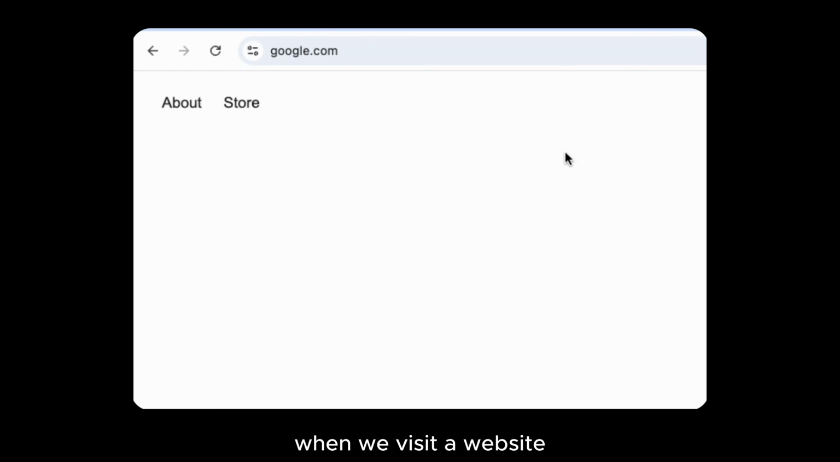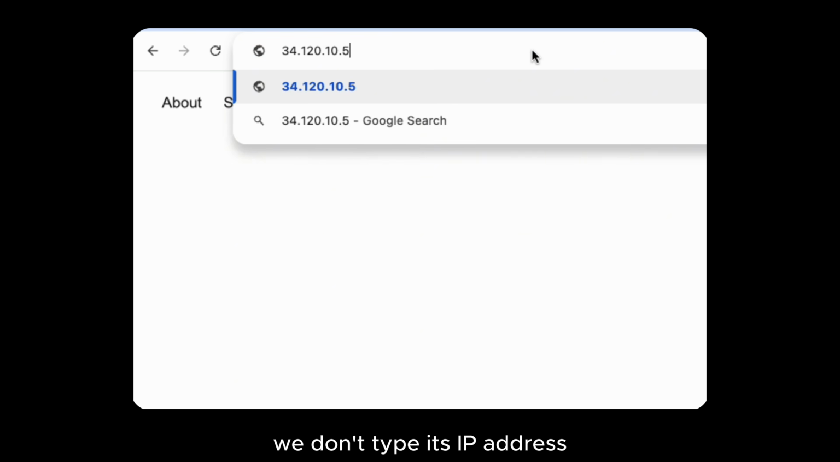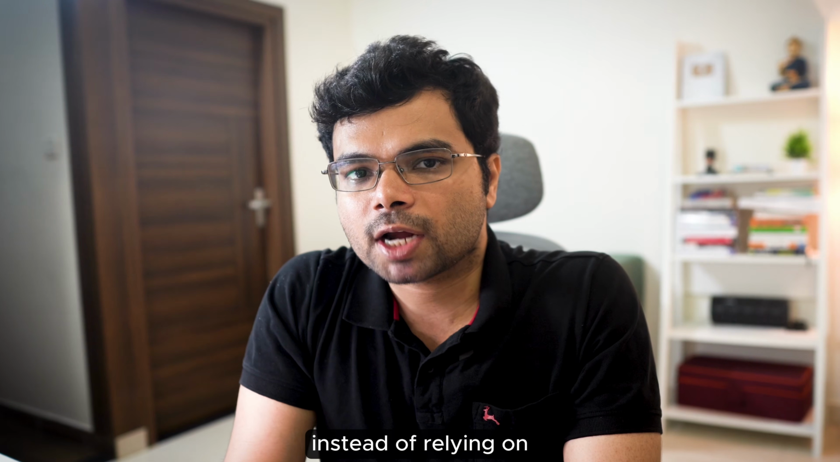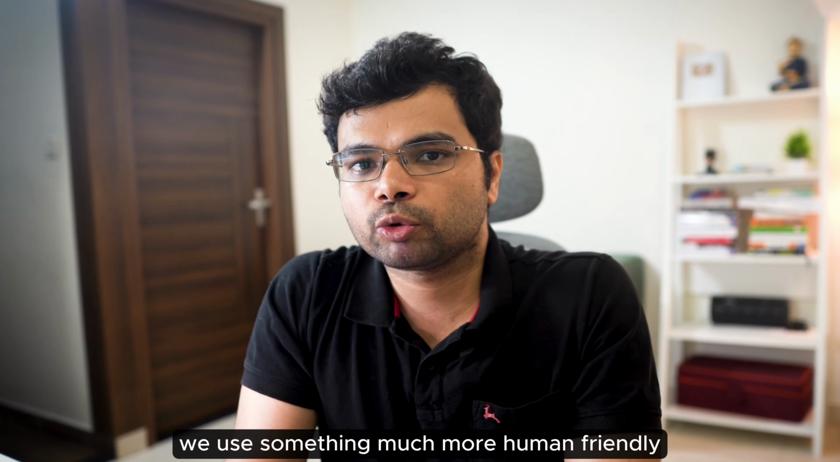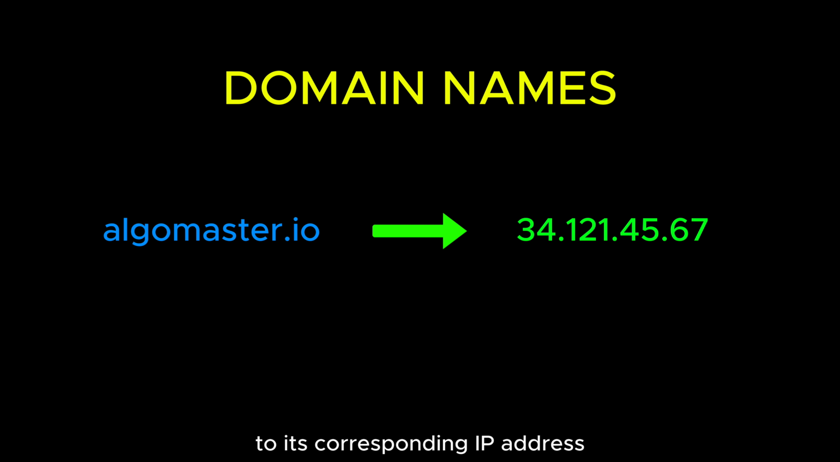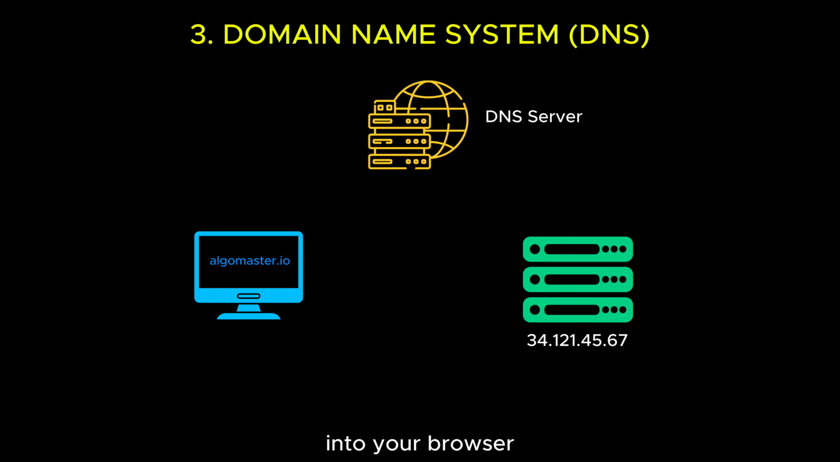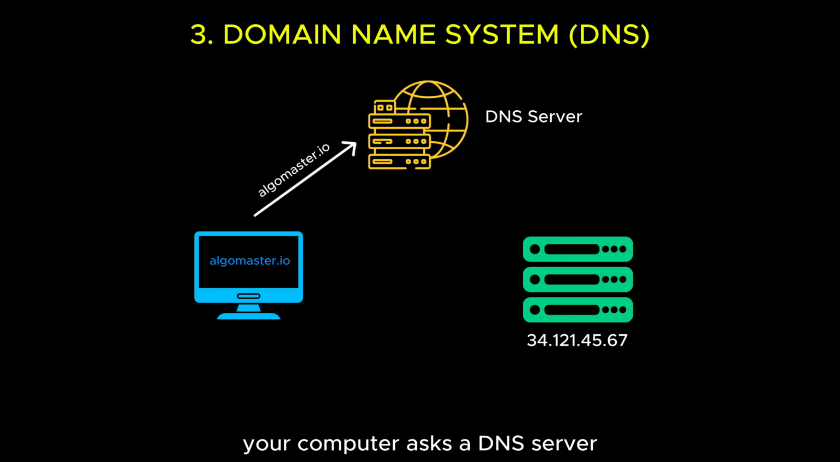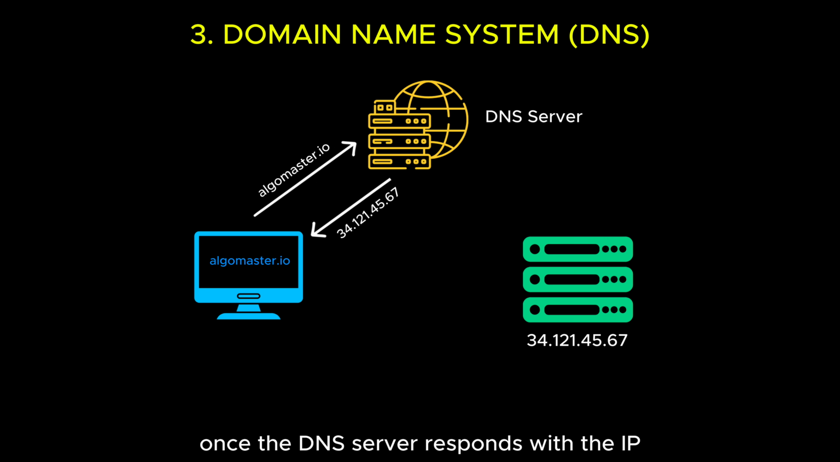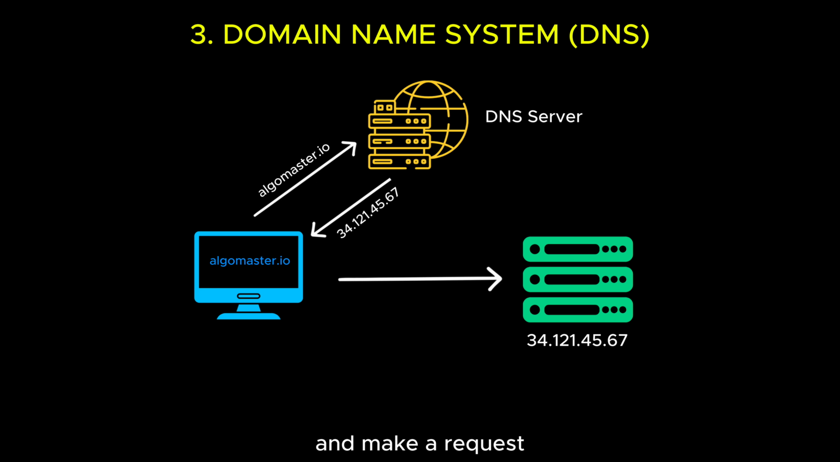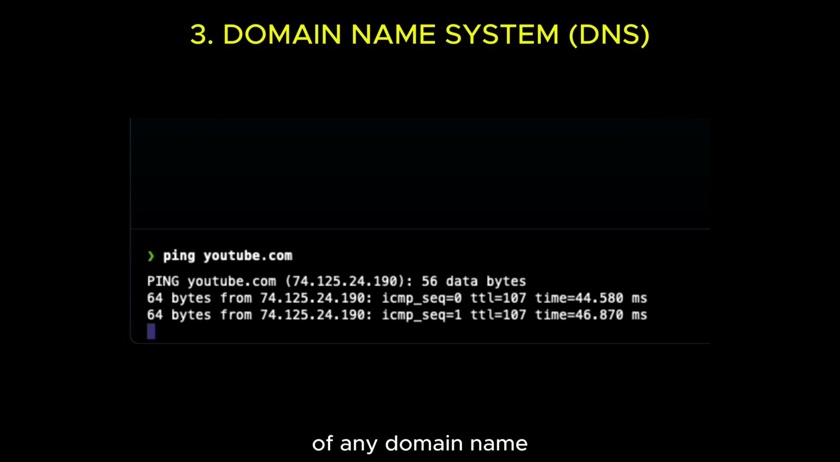But there is a problem. When we visit a website, we don't type its IP address, we just enter the website name, right? Instead of relying on hard to remember IP addresses, we use something much more human-friendly, domain names. But we need a way to map a domain name to its corresponding IP address. This is where DNS, or domain name system, comes in. It maps easy to remember domain names like algomaster.io to their corresponding IP addresses. When you type algomaster.io into your browser, your computer asks a DNS server for the corresponding IP address. Once the DNS server responds with the IP, your browser uses it to establish a connection with the server and make a request. You can find the IP address of any domain name using the ping command.